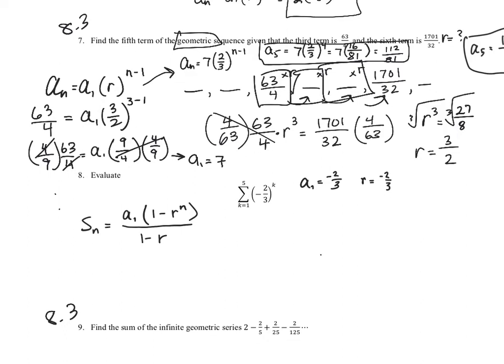So all we need to do is plug this into the formula now. The sum of the first term times 1 minus the common ratio raised to the power of n. In this case it's 5 because we're adding 5 terms. And then divided by 1 minus the common ratio.